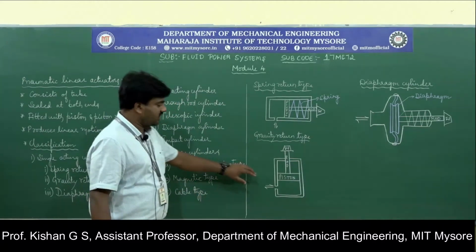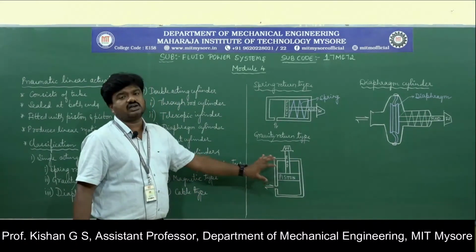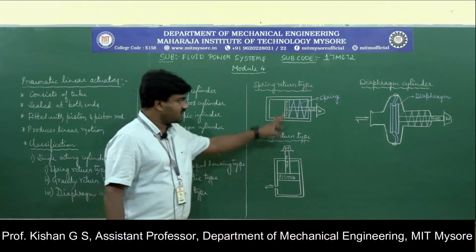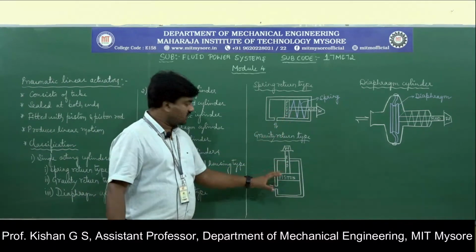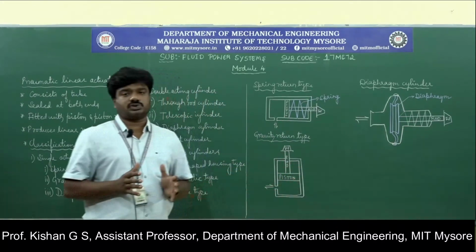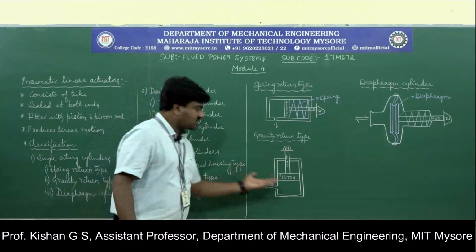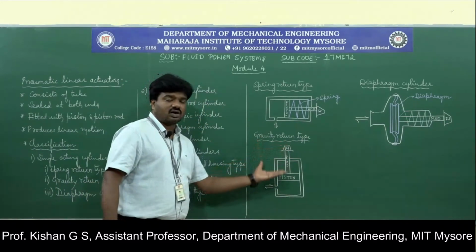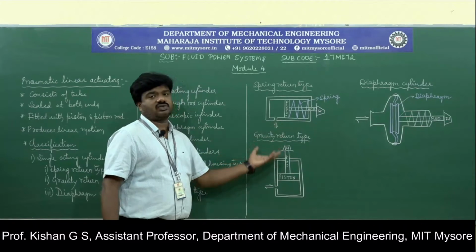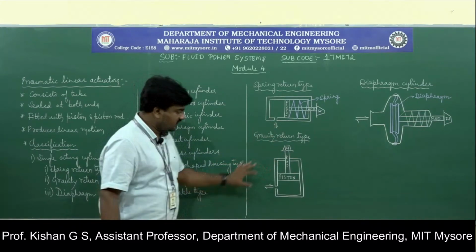Next comes the gravity return type. The gravity return type is a type wherein instead of the presence of the spring for the retraction, the cylinder arrangement or the tube arrangement is kept upright in its position, so that the extension of load is along the upward direction, whereas retraction is taking place due to the gravitational force. Observe the figure carefully here.